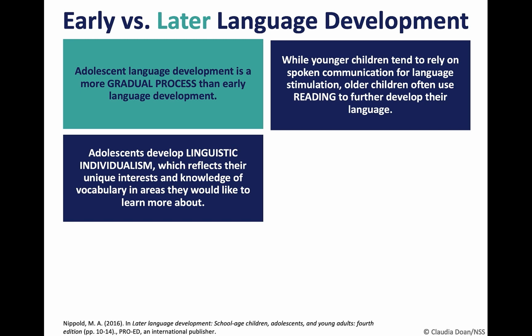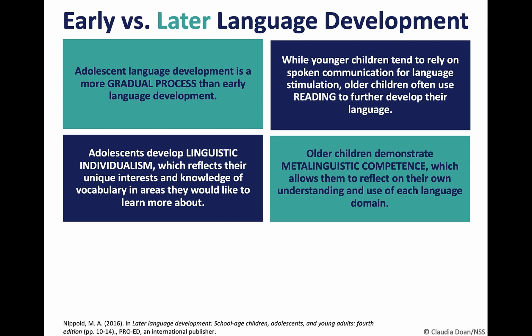Adolescents develop linguistic individualism, which reflects their unique interests and knowledge of vocabulary in areas they would like to learn more about. And you see, as kids get older, they become more independent and they become more of an individual. And that's reflected in their language development. And so I love this because it highlights the importance of tailoring our instruction to our students' interests whenever possible. So for example, rather than taking out any arbitrary reading passage, we want to always try to choose high interest topics when we can.